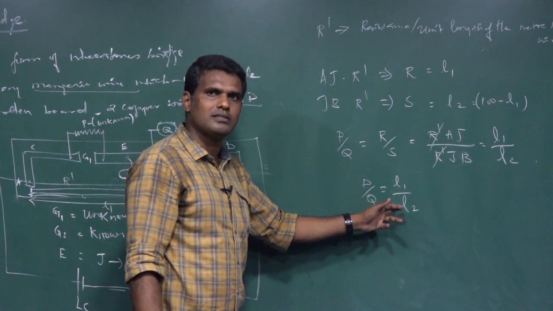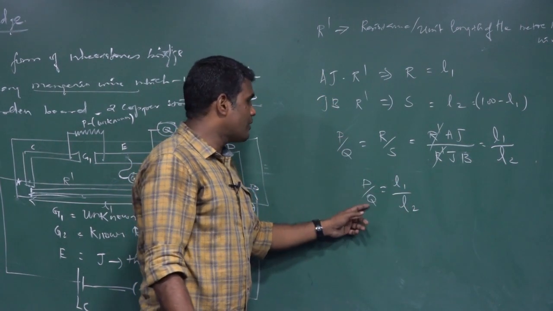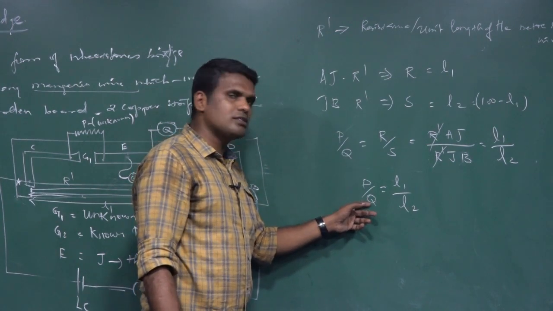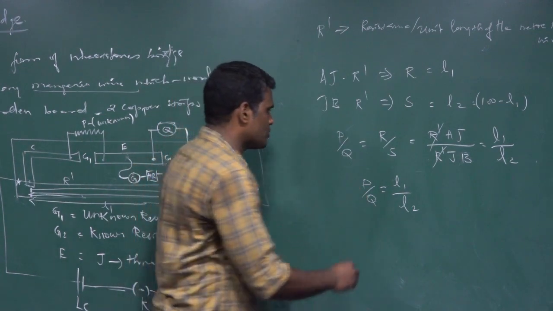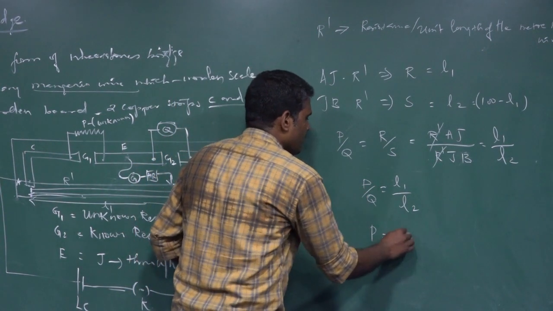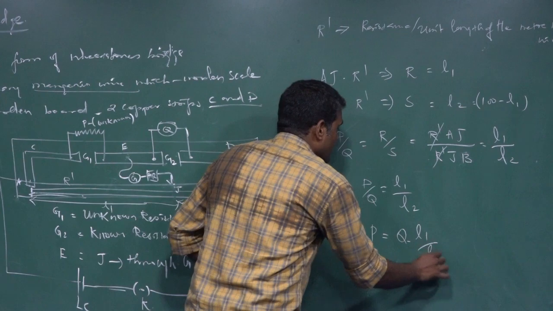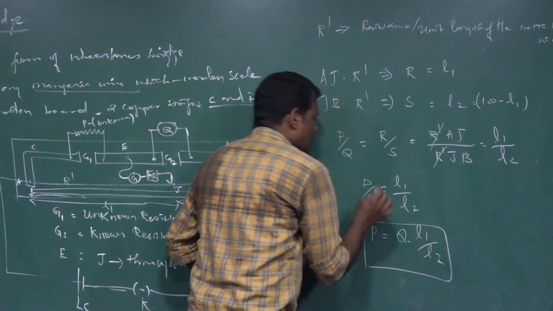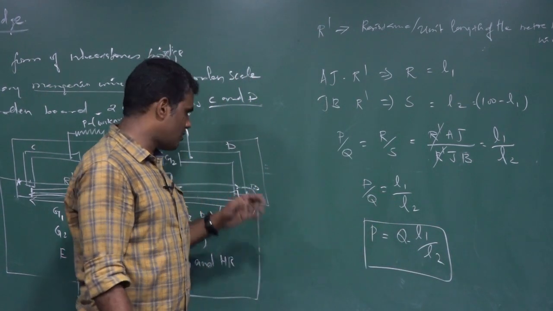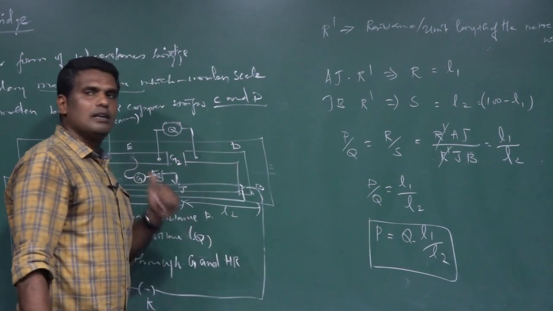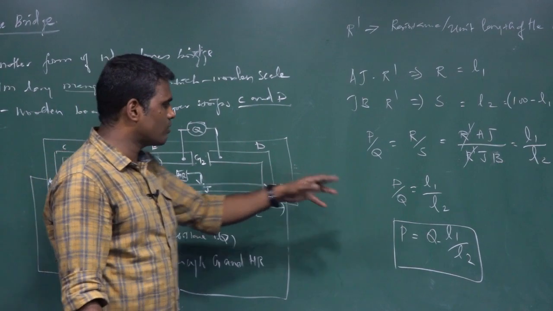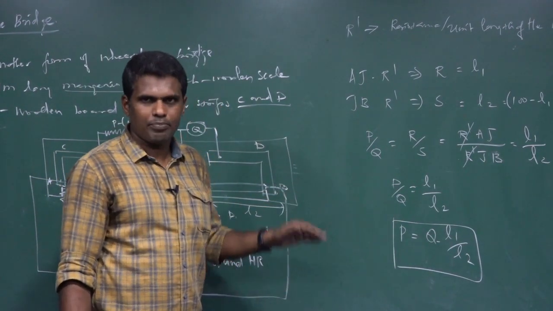So if I know the lengths L1 and L2, and if the known resistance Q is there, then the unknown resistance P can be easily determined. So the unknown resistance P is equal to Q into L1 divided by L2. If the unknown resistance has to be calculated, we need to know the values of the lengths L1 and L2. So P equals Q into L1 divided by L2.